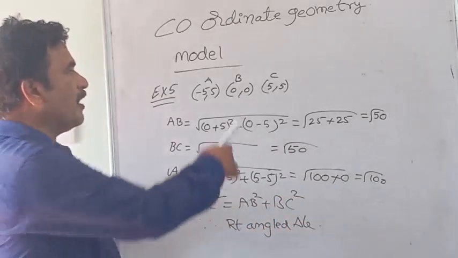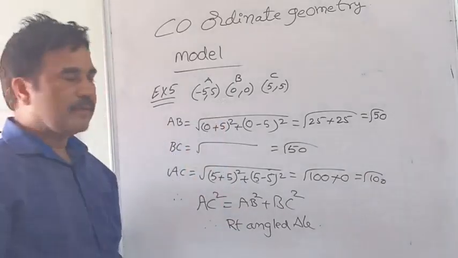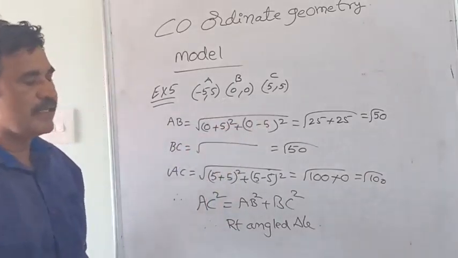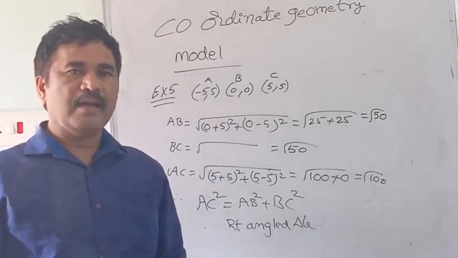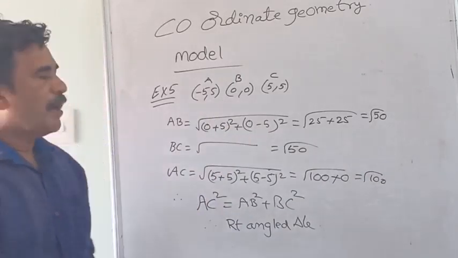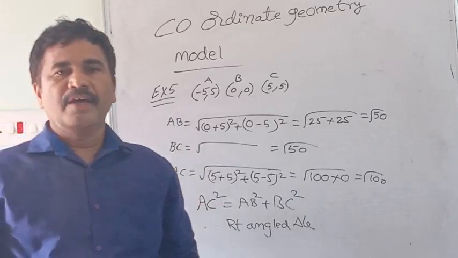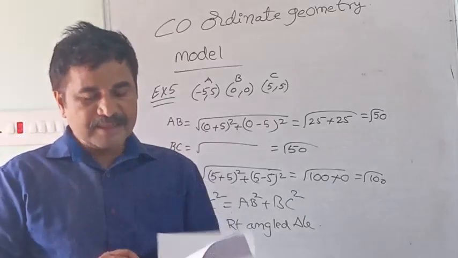Understand? He will provide 3 points and ask whether it is isosceles, equilateral or right angle. Whatever it is, the method is just finding sides using the distance formula, then write the answer.